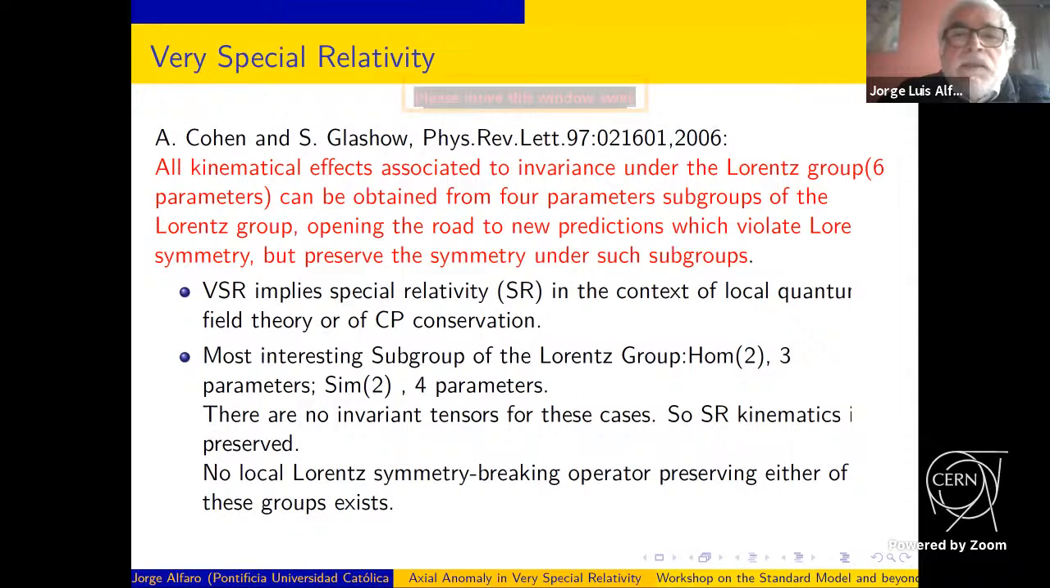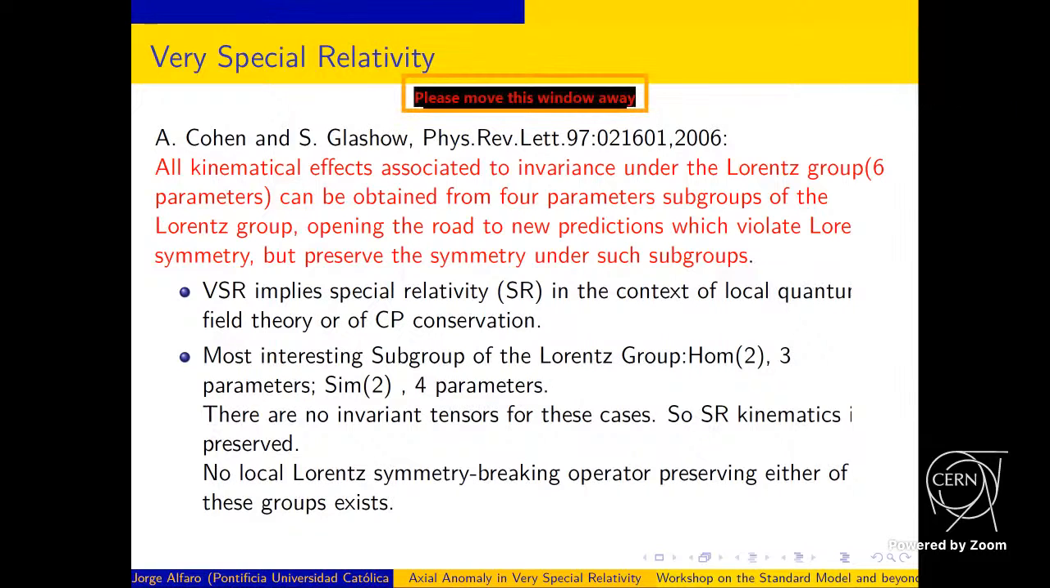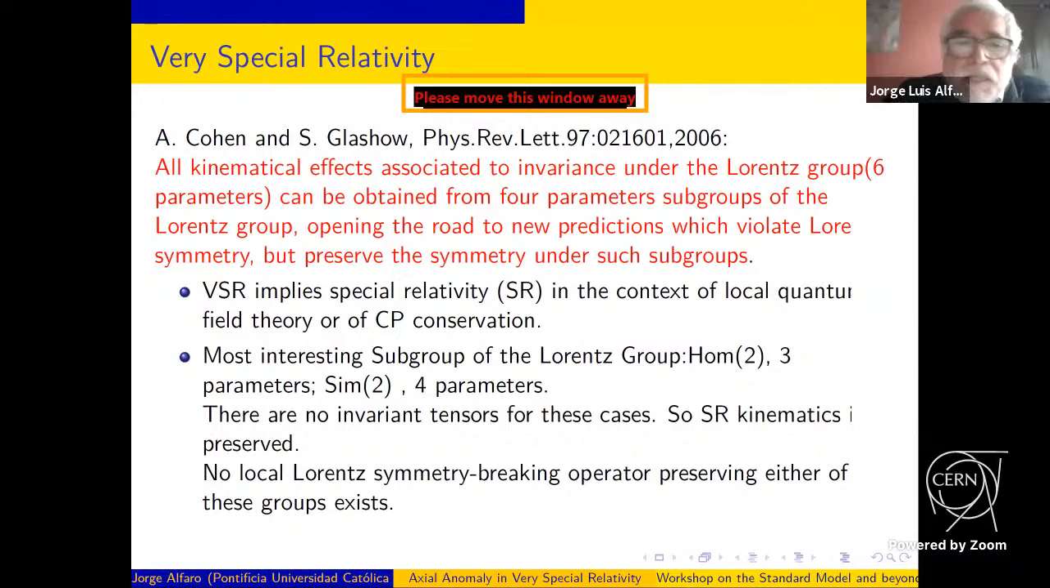The observation is that all kinematical effects associated with the invariance under the Lorentz group with 6 parameters can be obtained from a 4-parameter subgroup of the Lorentz group, which opens the road to new predictions that violate Lorentz symmetry, but you preserve the symmetry under such subgroups. So very special relativity implies special relativity in the context of local quantum field theory with CP conservation. The most interesting subgroups of the Lorentz group are HOM2 with 3 parameters and SIM2 with 4 parameters. The main observation is that there are no invariant tensors for these 2 subgroups. So special relativity kinematics is preserved.